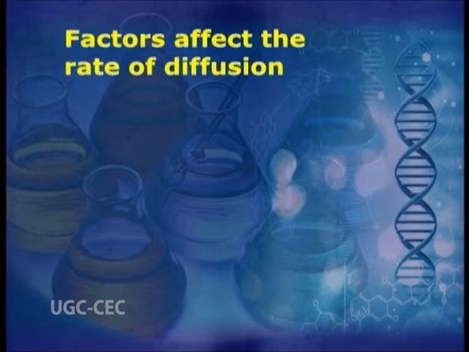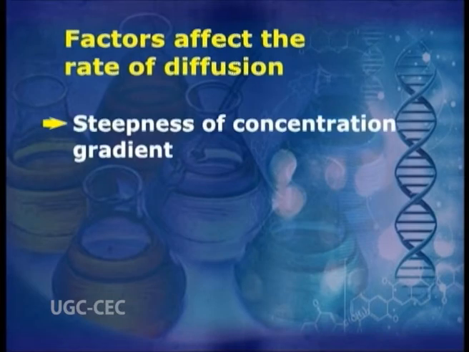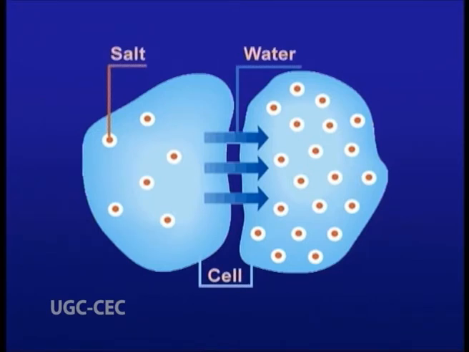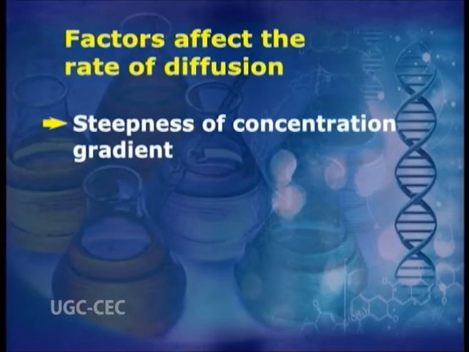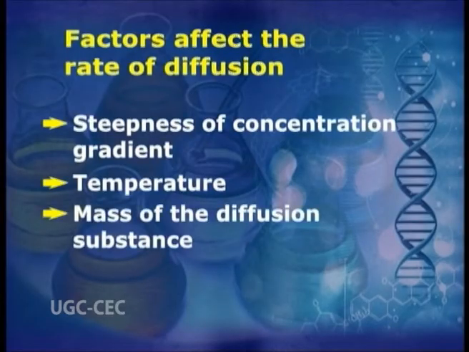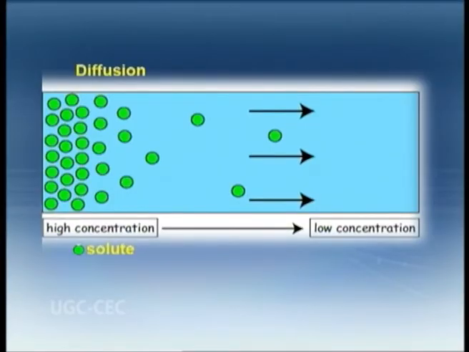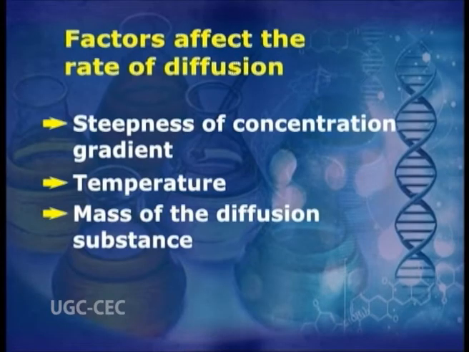Several factors influence the rate of diffusion of substances across the plasma membrane. First is the steepness of the concentration gradient. The greater the difference in concentration between two sides of the membrane, the higher the rate of diffusion. Second is the temperature. Heat increases the intensity of movement of particles. Third is the mass of the diffusing substance. The larger the mass of the diffusing particle, the slower its diffusion rate. Smaller molecules diffuse more rapidly than larger ones.